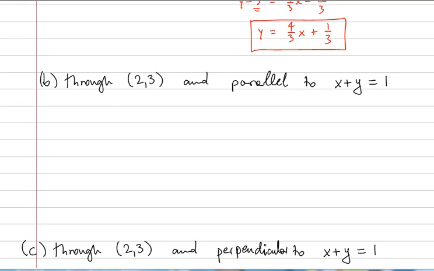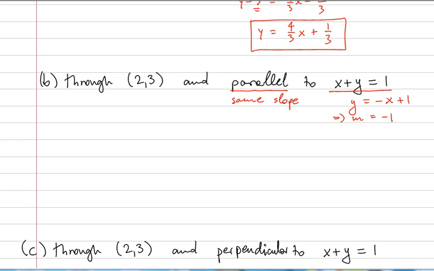For the second problem, we have to find the slope of the given line here. In order to find the slope, we have to write it in the form y equals mx plus b. So we bring this x over to the other side and we get negative x plus 1. So that means that m is negative 1 because it's the coefficient of x in this expression. Parallel means same slope.